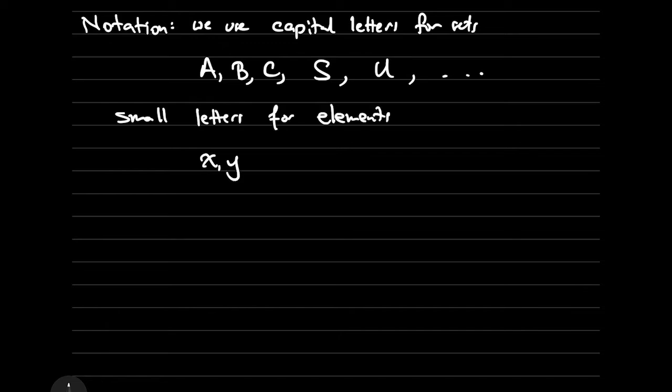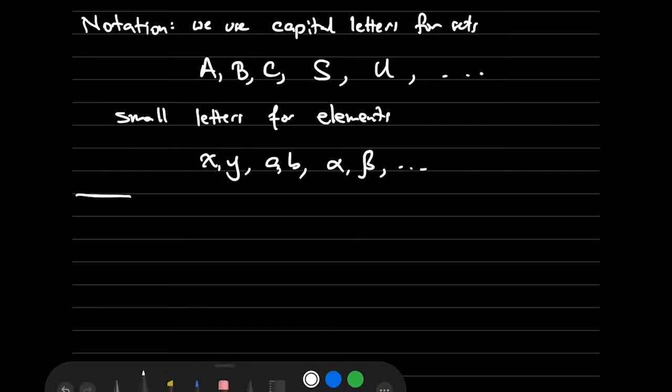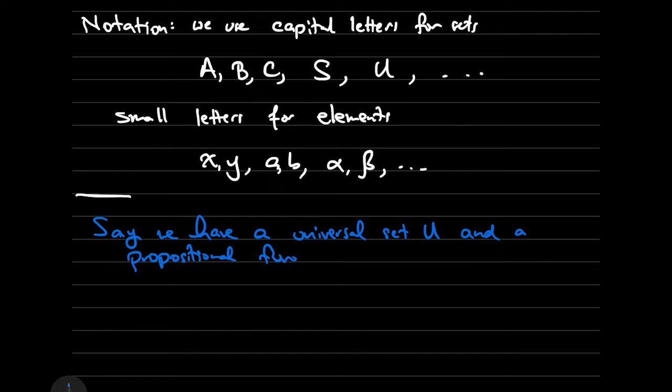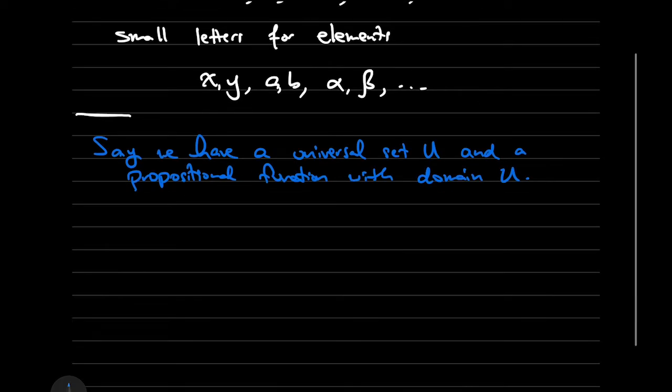There are some typical ways in which we might define a particular set. Let's say that we have a set U, sometimes referred to as a universe or a universal set, and we have a propositional function with domain U. Then we can define the set A, which is all of the x in U such that p(x) is true. This will be the most common way that we define a set. This sort of definition is often called set builder notation.